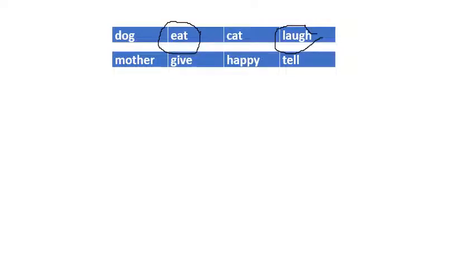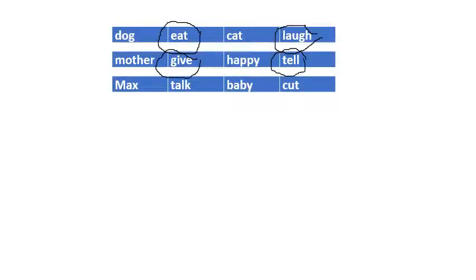Mother, give, happy, tell. Now, what is an action here? Mother is an action? No. Give, yes, you give something, right? It's an action. Give is an action. Happy? No, it's not an action. It's a feeling. How you feel. Happy. It's not an action. Tell? Yes, you tell. It's an action. What you're doing is an action.